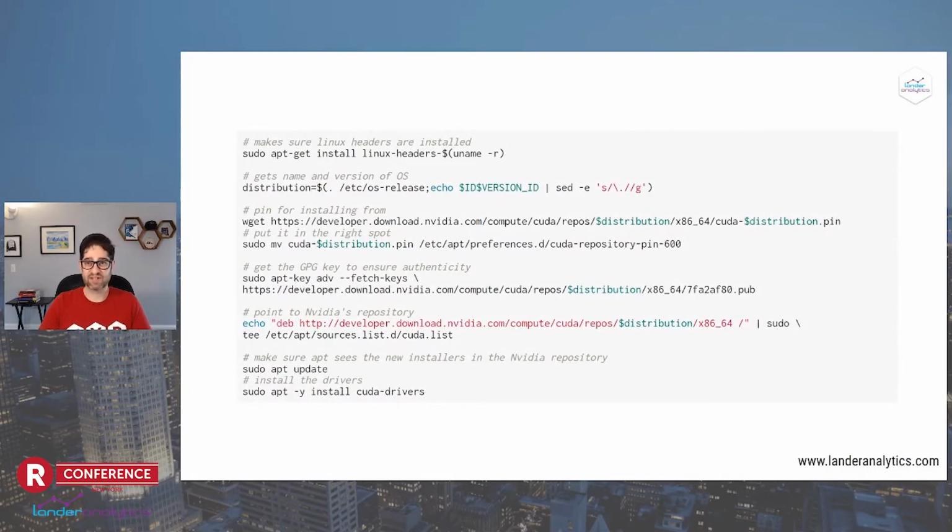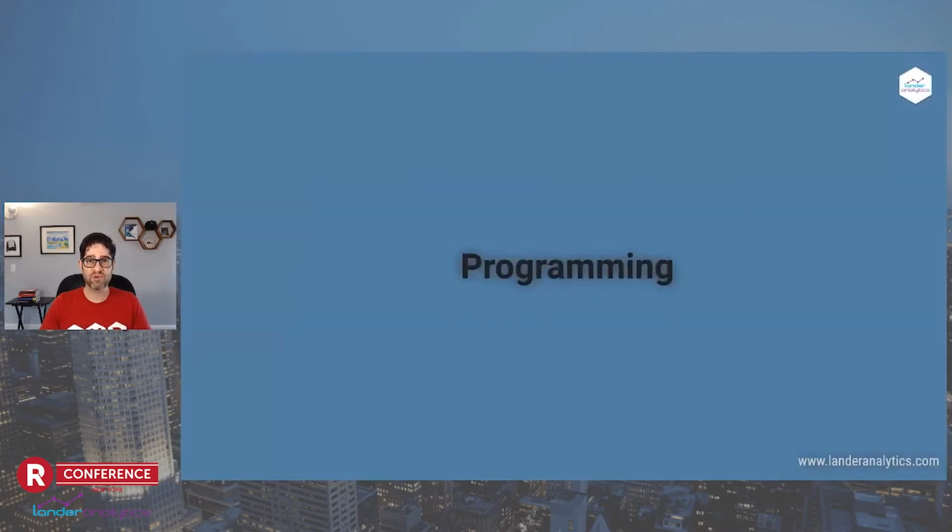You need to install the correct Linux headers, download a PIN file, fetch a GPG key, add an app source, and finally install CUDA, which also installs NVIDIA. It's a lot of work, and I had to patch together these instructions from many different sources, including the official NVIDIA instructions, which led to a lot of bad alleys for me. You might just want to use a pre-built Docker container or a cloud VM. Your life might be a lot easier. For now, we're going to focus on programming and machine learning, and we'll start with programming.